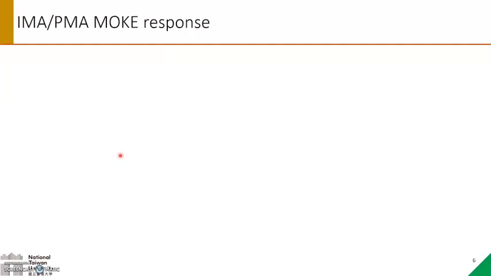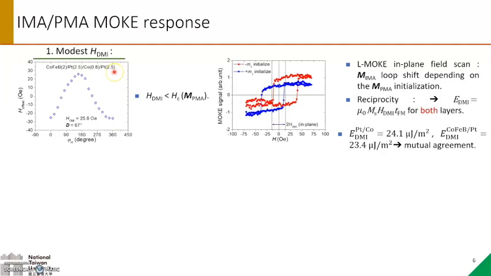Since IDMI is reciprocal, an effective field is also exerted on the IMA layer. In the first case, for a modest HDMI, when HDMI cannot overcome PMA's coercive field, we initialize the PMA magnetization toward either positive or negative Z directions. Then we test the IMA's response via LMOKE measurement.